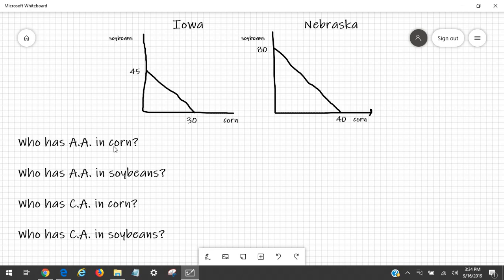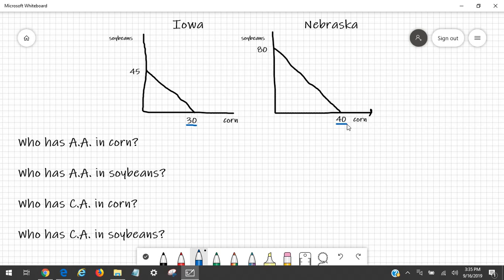You don't need to do any calculations. You just need to look at the endpoints of your PPFs. If we look at corn, we see that Iowa can produce 30 bushels of corn, while Nebraska can produce 40 bushels of corn. Absolute advantage just means you can make more of a good using the same amount of resources, or another way to say it is you can make the same amount of the good using fewer resources.